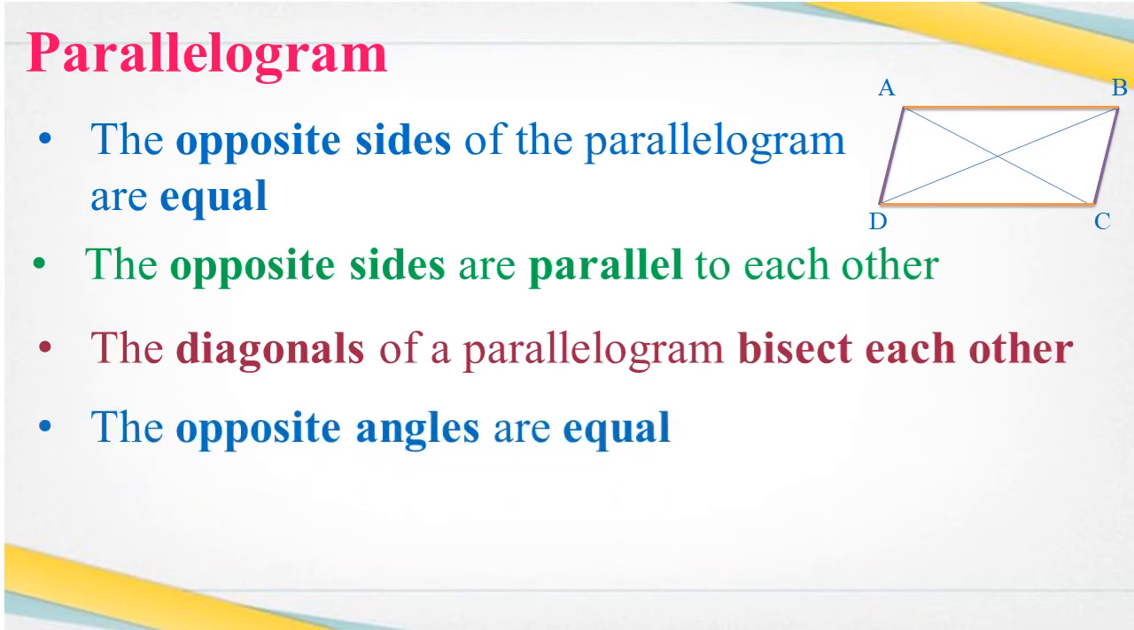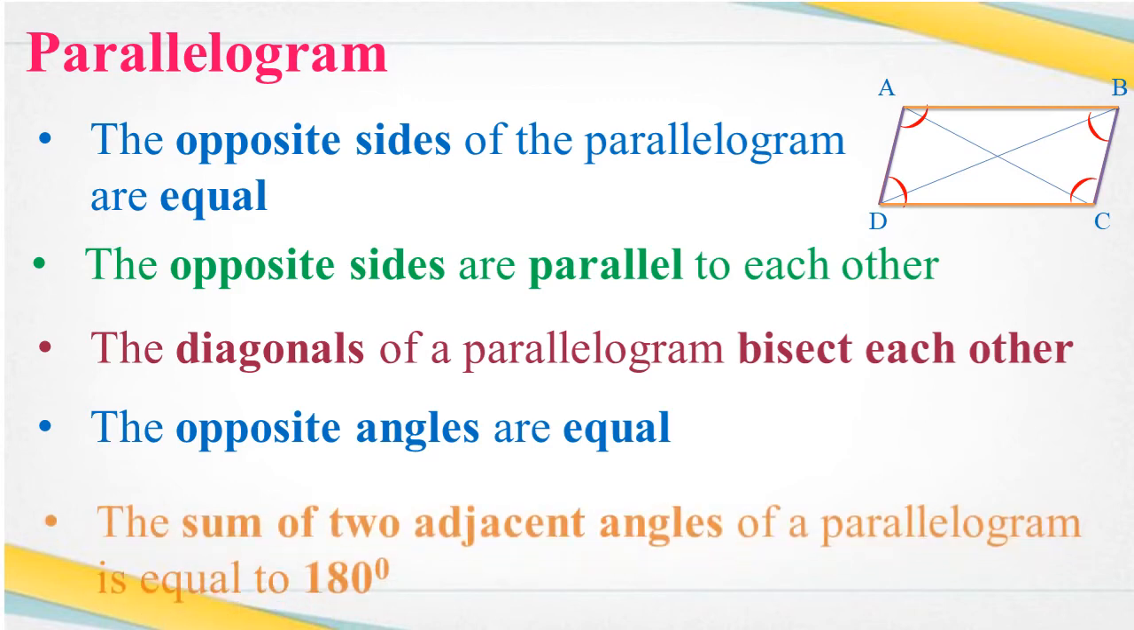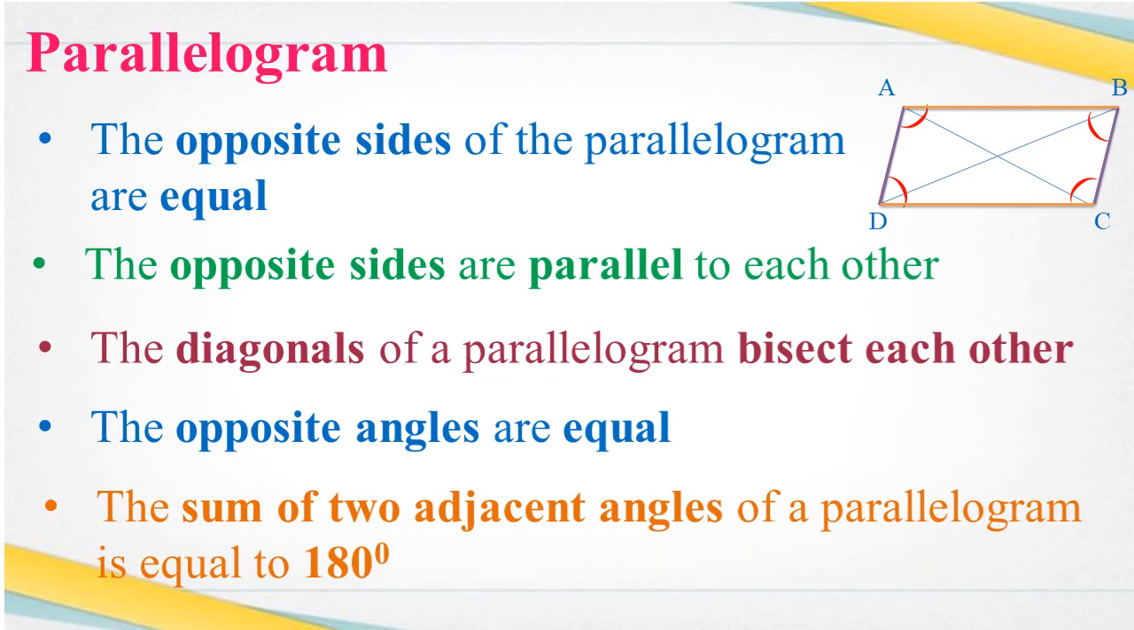The opposite angles are equal. Here, angle B is equal to angle D, then angle A is equal to angle C. The sum of two adjacent angles of a parallelogram is equal to 180 degrees.